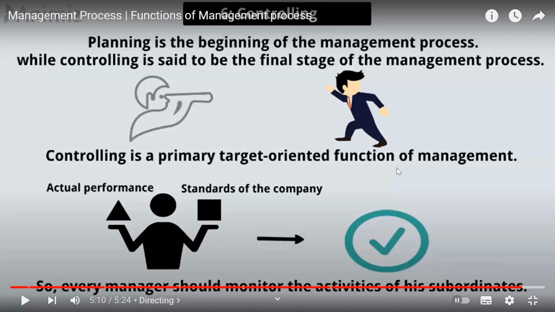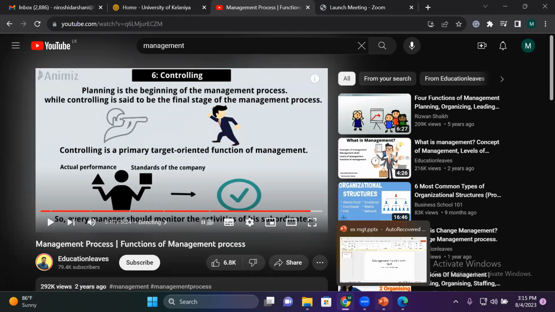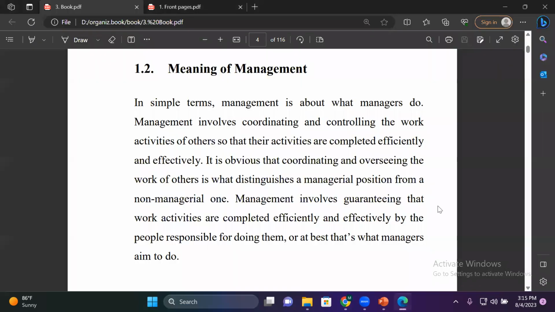Now, controlling is a primary target-oriented function of management. So we would be looking at the actual performance and the standards of the company. If there is anything deviated, we would be taking action against that. So that is the thing that we want to talk about when it comes to management.